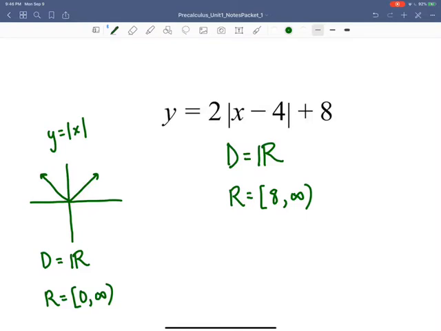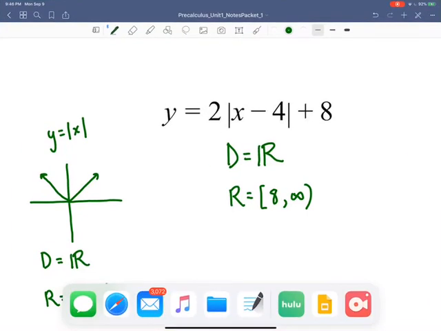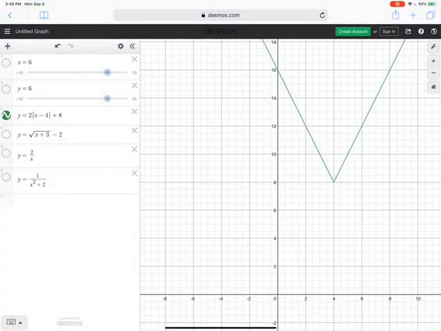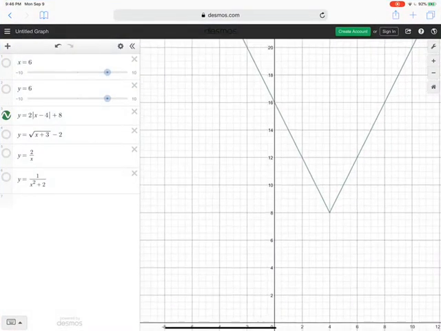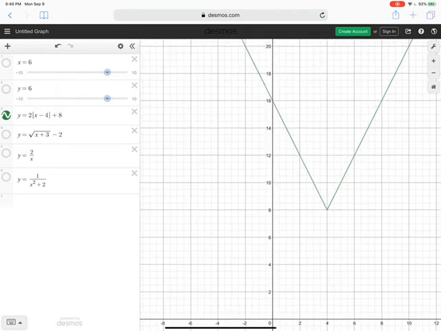Let's take a moment to look at the graph of this function. Here's what it looks like. It's a little bit more vertically stretched than the absolute value of x. It's shifted 4 to the right and 8 up.